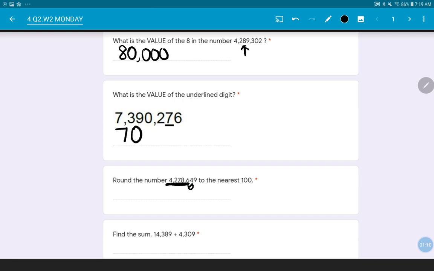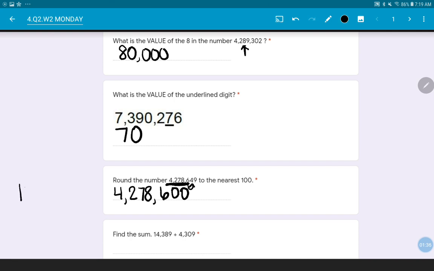I'll look to my next smallest place value, which is a 4. That's below the midpoint. So everything stays 4,278,000. The 4 tells the 6 to stay the same. And I have 0 tens and 0 ones. 4,278,600.